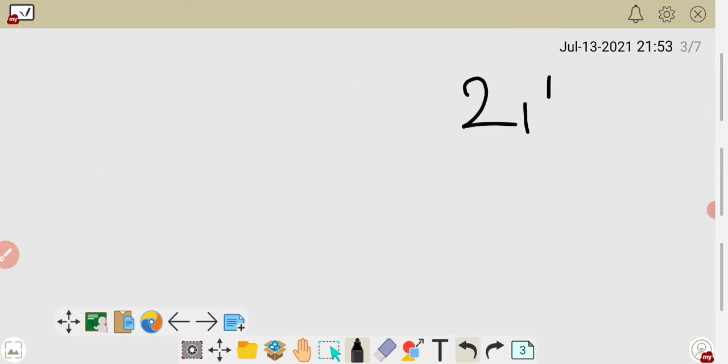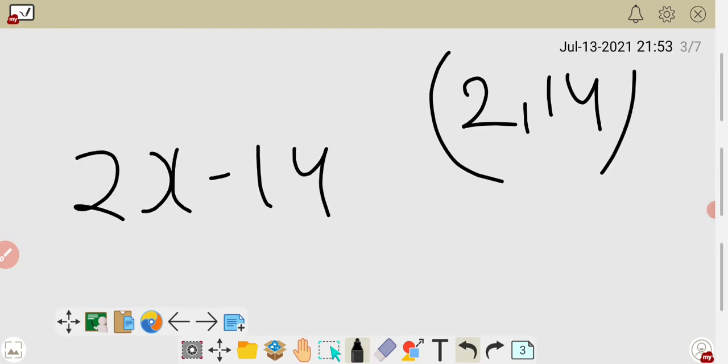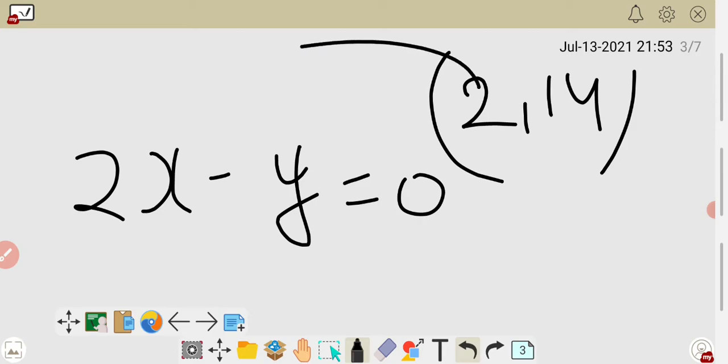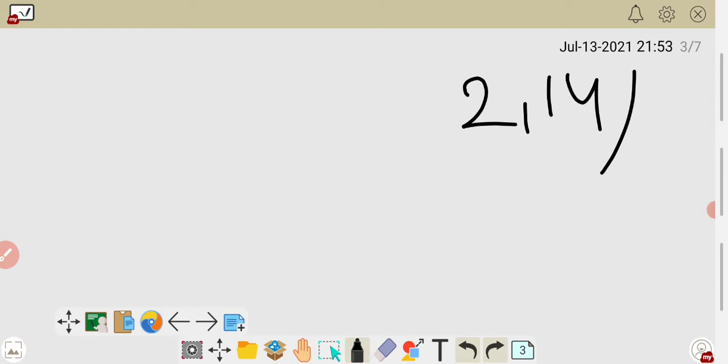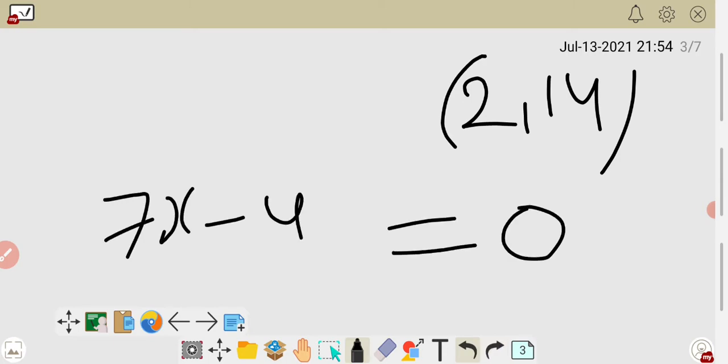If you want to write another equation from your side, you can write here, suppose, 2x minus 7, 2x minus y is equal to 0. Now just calculate. In place of 2x you have to write here 2. If you want to make it 0 here, you will get 7x minus y. This is the required equation.